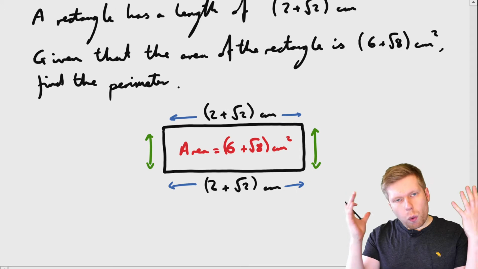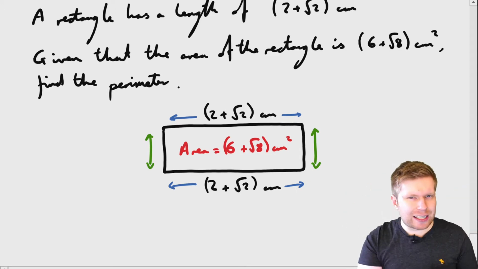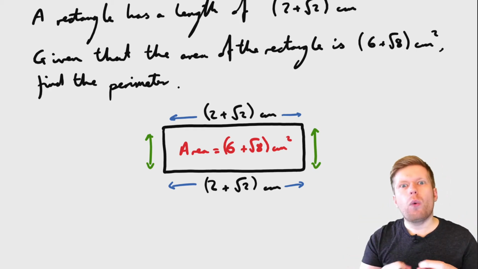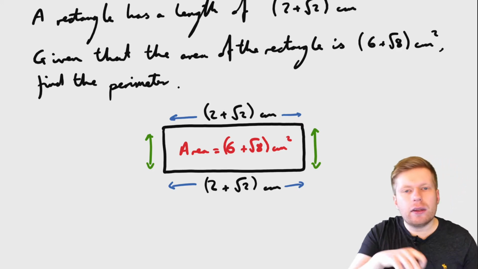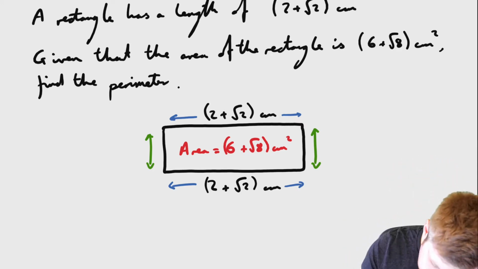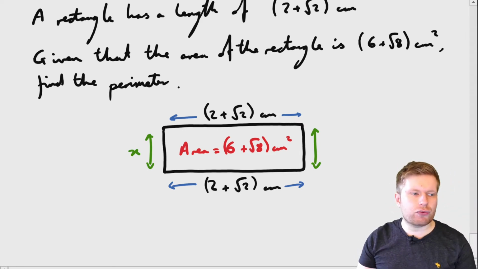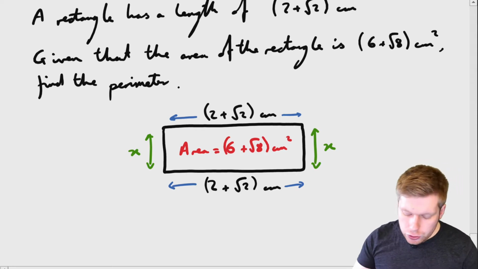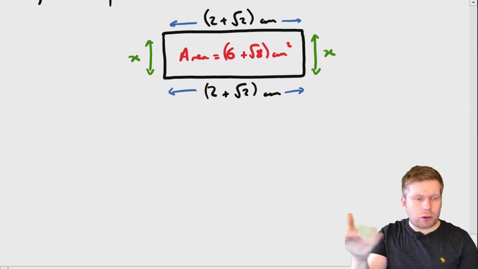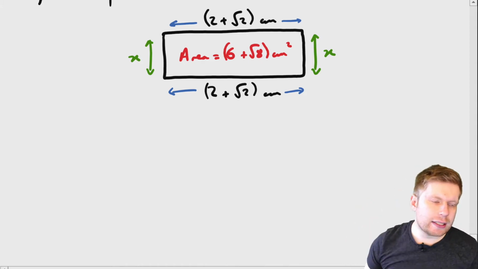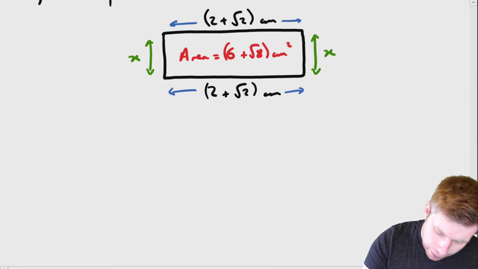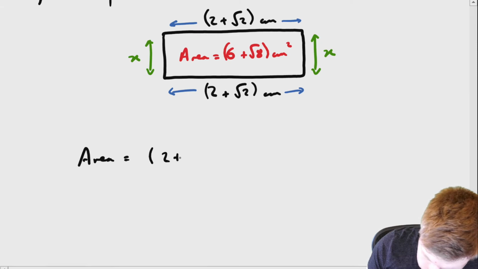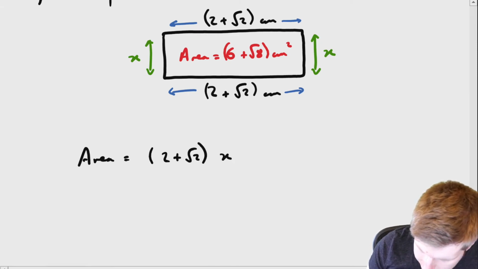Because I don't know what the value of this is at the moment, I'm going to think right the way back to week 1 when we were looking at algebra. When we don't know the length of something, we give it a name. Then we can still work with it and hopefully find out what it is. So I'm going to call the height of this rectangle x. And obviously because that's x, this has got to be x as well over here. If I knew both x and the 2 plus root 2, the length and the height, to find the area of my rectangle, I would say that would be equal to my base, which is 2 plus root 2, multiplied by my height, which is just going to be x.